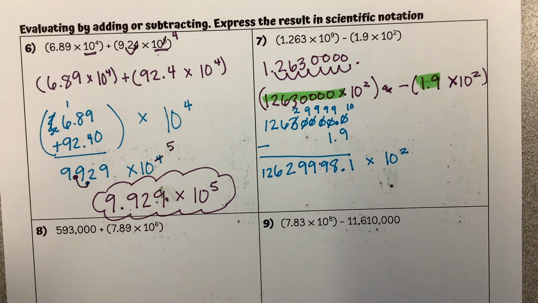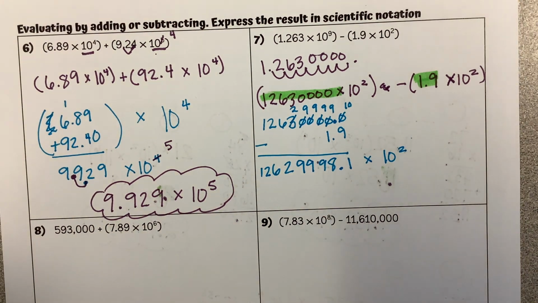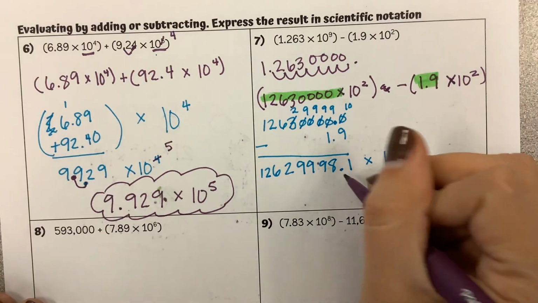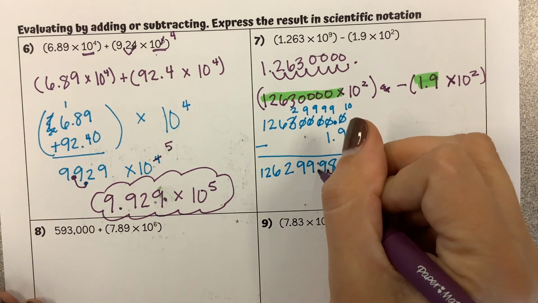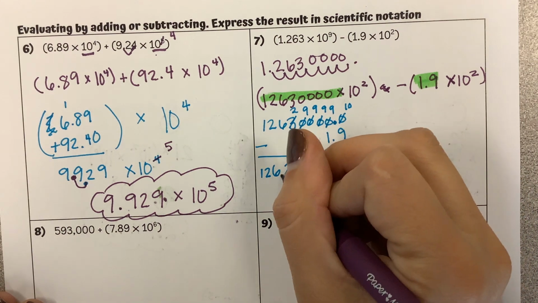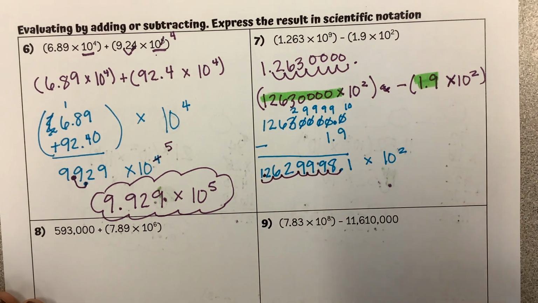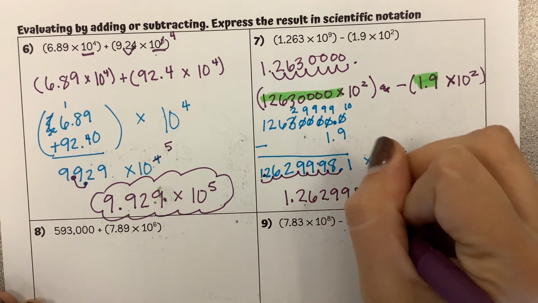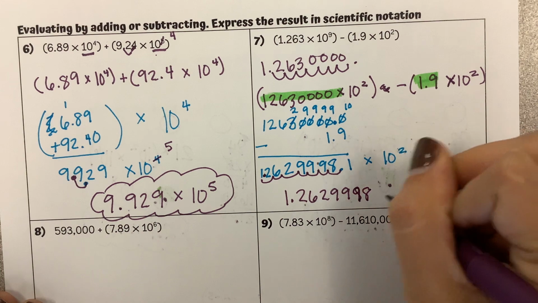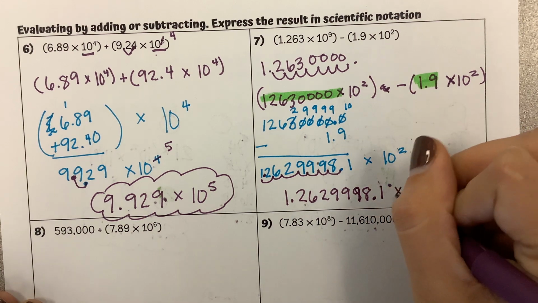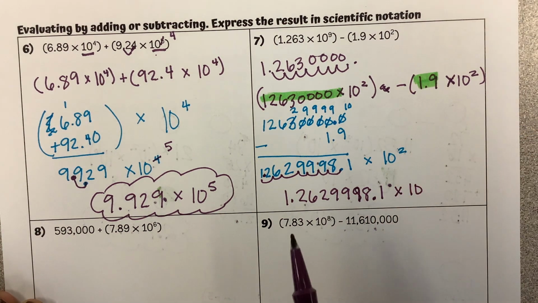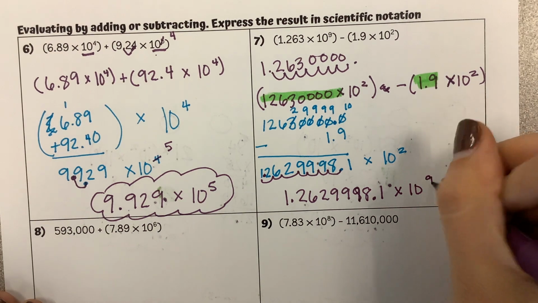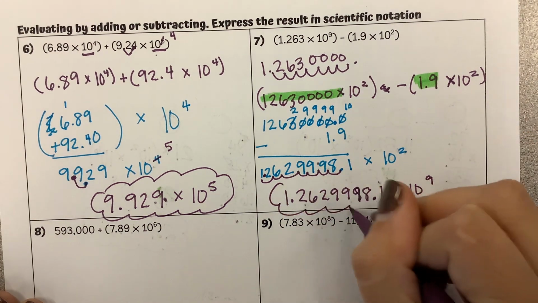Now you've got to convert back because this is a really big number, and that is definitely not scientific notation. So we're going to move our decimal once, twice, 3 times, 4 times, 5 times, 6 times, 7 times. So 1.2629998.1 times 10. We moved it 7 times, so times 10 to the 9th.